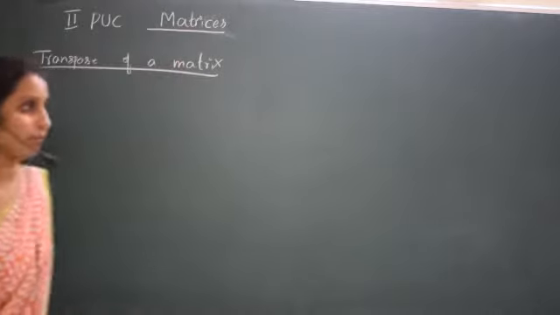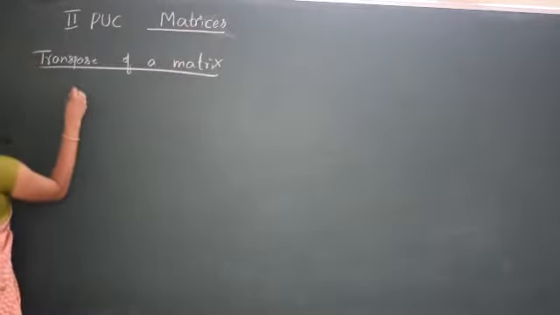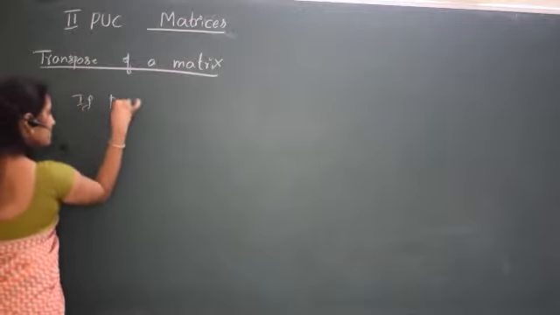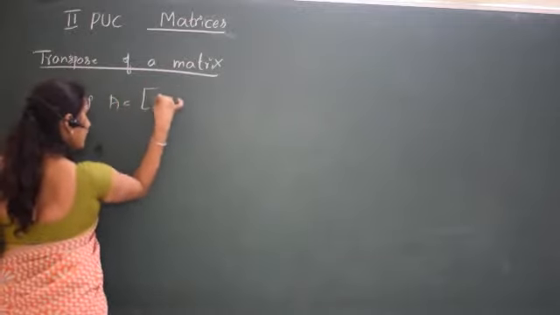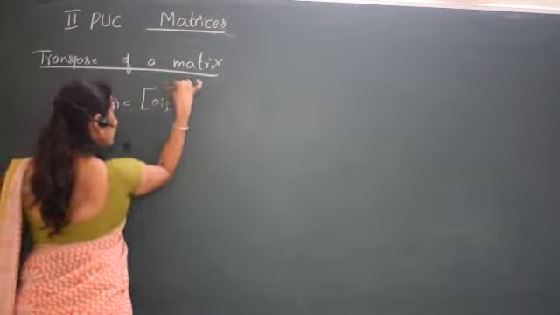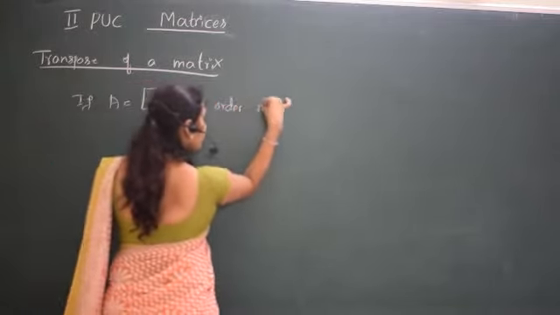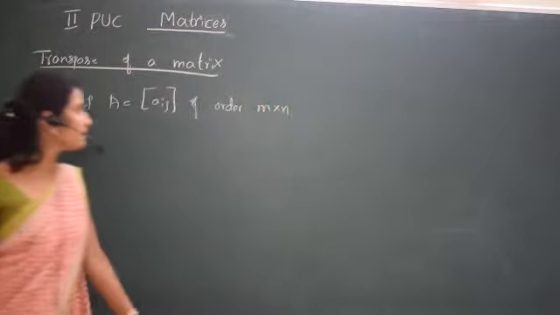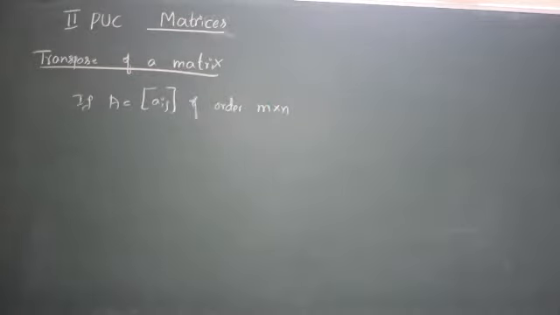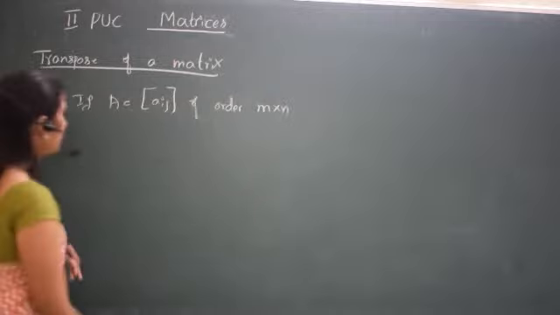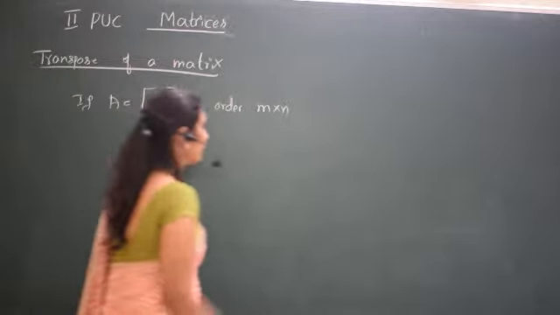So what is the transpose of a matrix? Suppose A is a matrix, A equal to Aij of order m by n. Then the matrix obtained by interchanging the rows and columns of a matrix is called the transpose of a matrix.